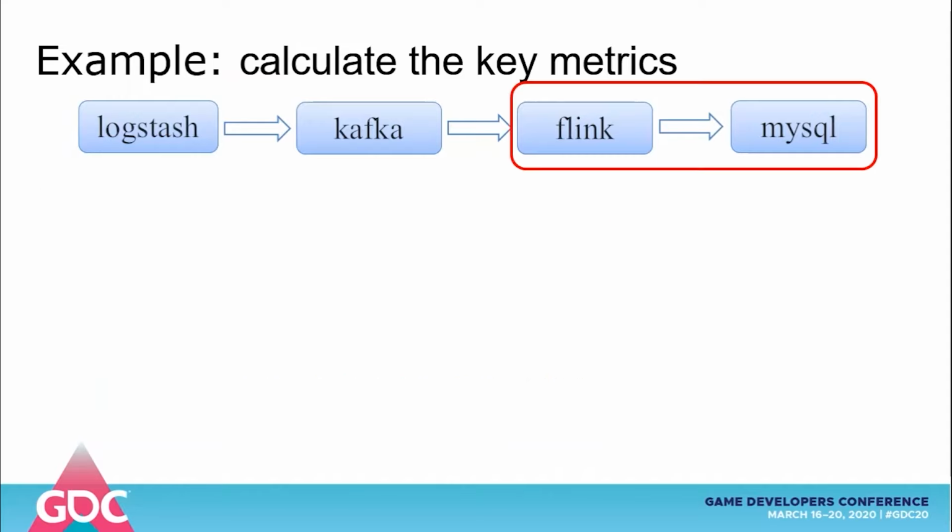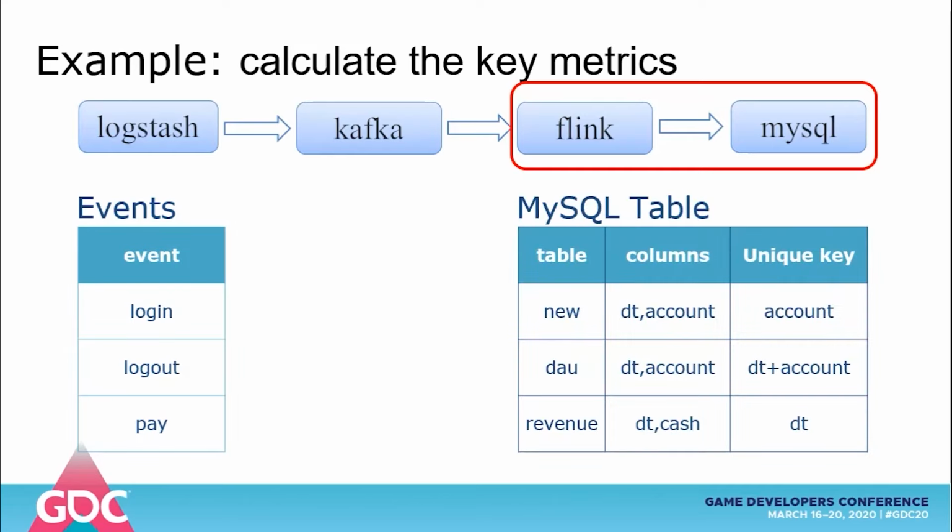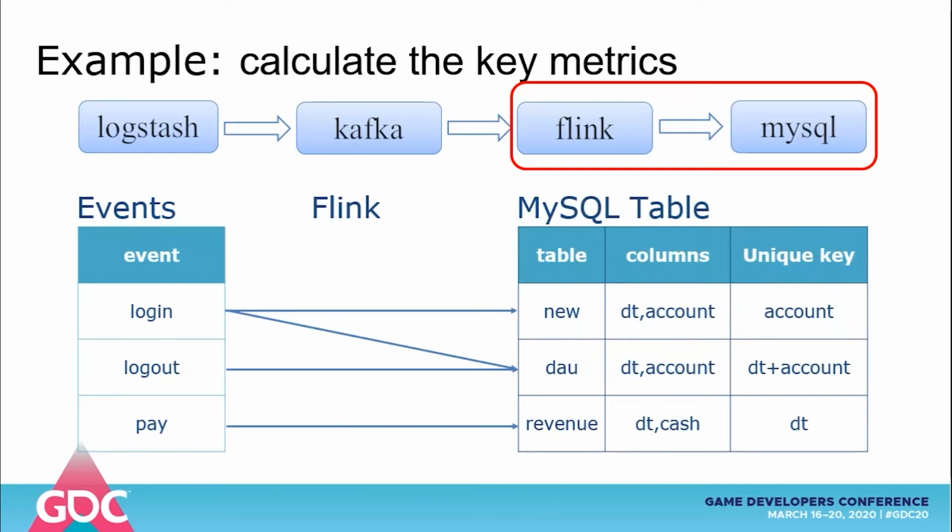Finally, we use Flink to consume the data in Kafka and write the result into 3 MySQL data tables: new accounts, DAU, and revenue respectively, based on which we calculate the data we need. The example hopefully has clearly presented you with the way a real-time system is built up, along with how it serves our application.